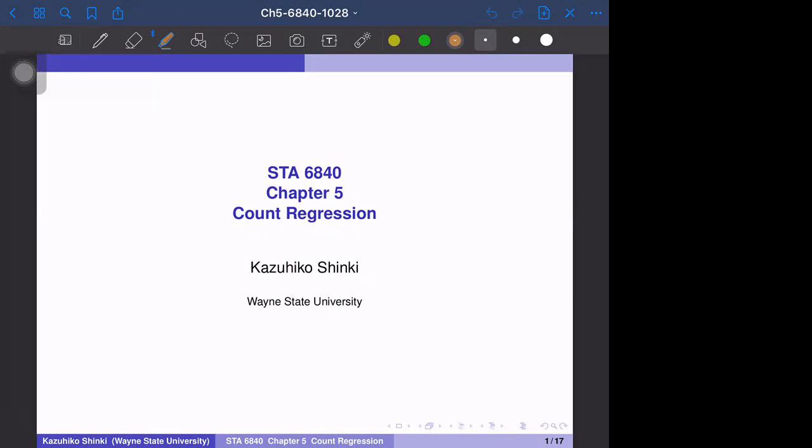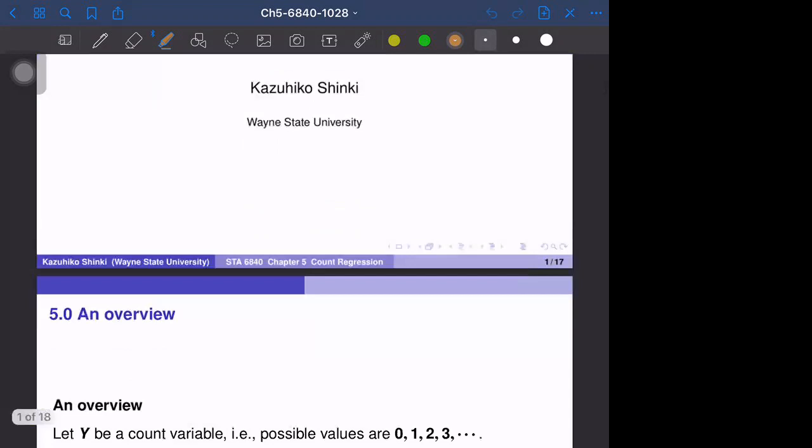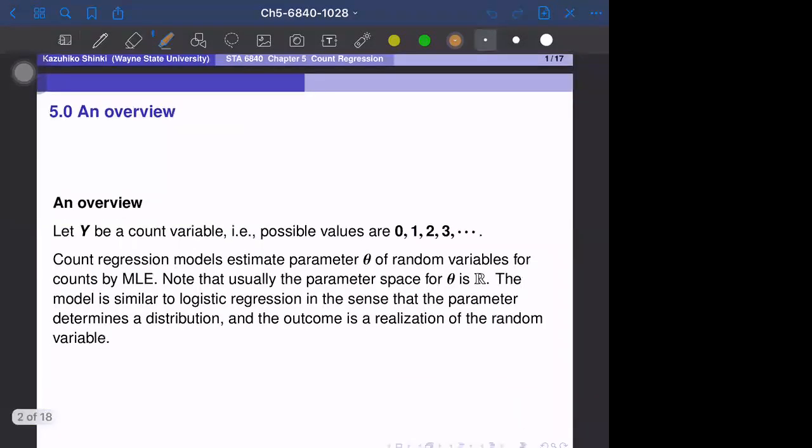Hi, we start chapter 5, the count regression. So finally, we reached the chapter which introduced a totally different model from linear regression and logistic regression. So an overview. In this chapter, the response variable y is a count variable. So possible values are 0, 1, 2, 3, up to infinity.